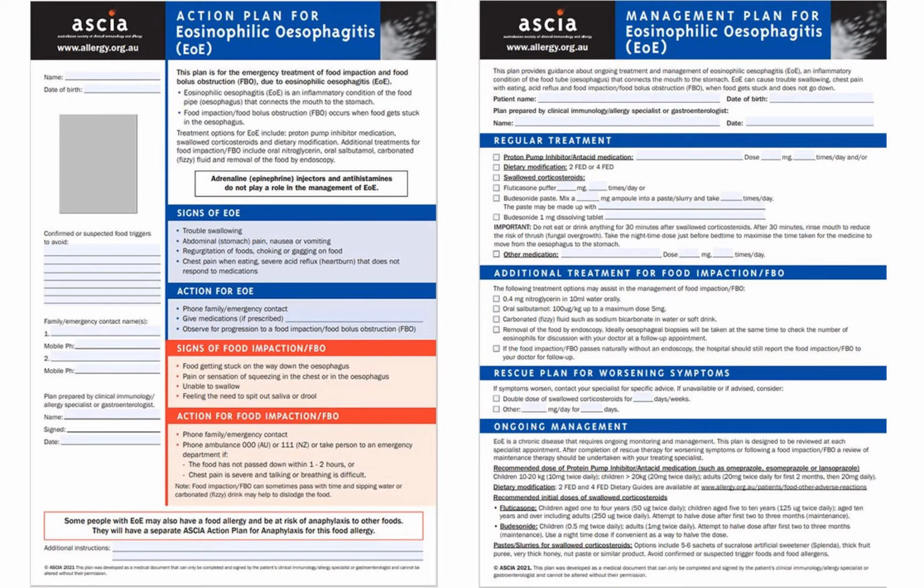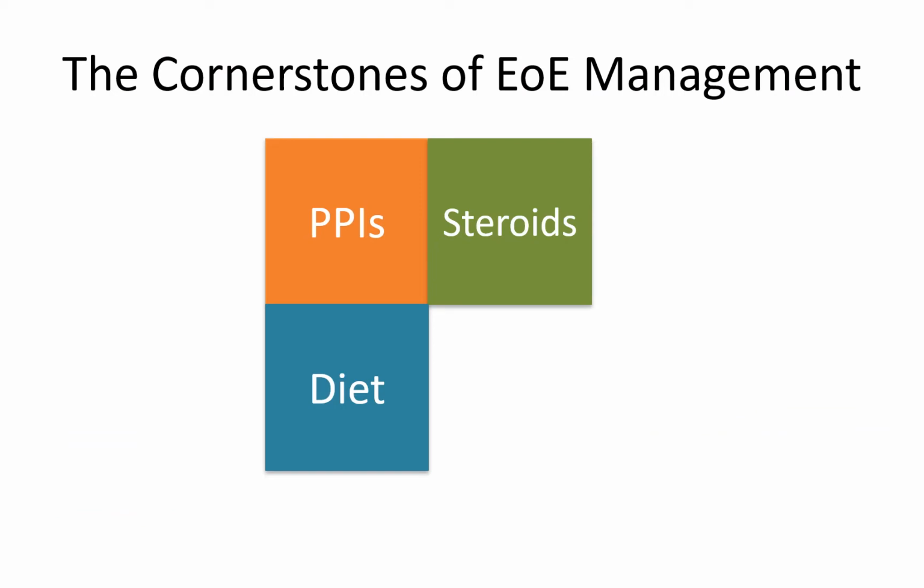The management plan for EoE exists from ASCO and is available on our website, both for acute impaction as well as chronic management. And we have the cornerstones of EoE management being proton pump inhibitors, steroids, and diet. I'd like to really point out the fact that, like a lot of medicine, proton pump inhibitors and steroids are both band-aids. They hide the disease.